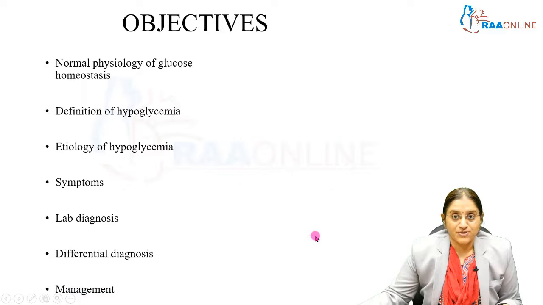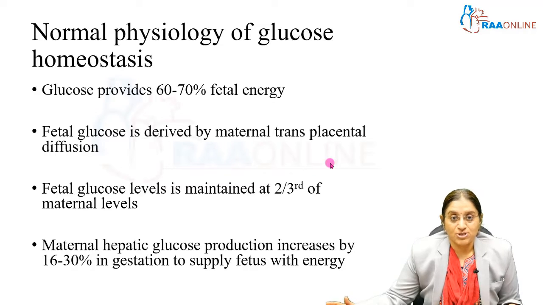So the objectives of this talk would be to see the normal physiology of glucose homeostasis, the definition of hypoglycemia, the etiology of hypoglycemia, the symptoms, lab diagnosis, differential diagnosis and management. Okay, so the normal physiology of glucose homeostasis, this is in regard to fetuses and newborn babies.